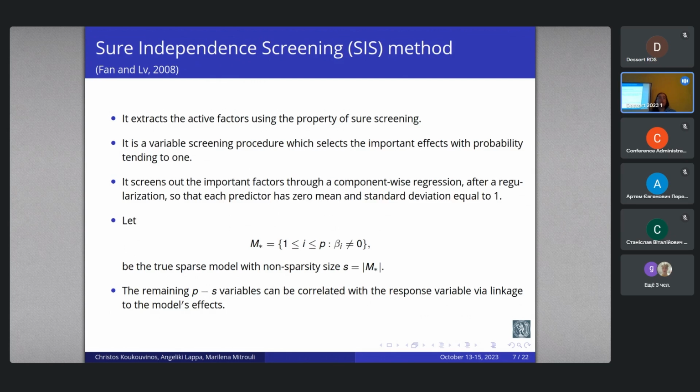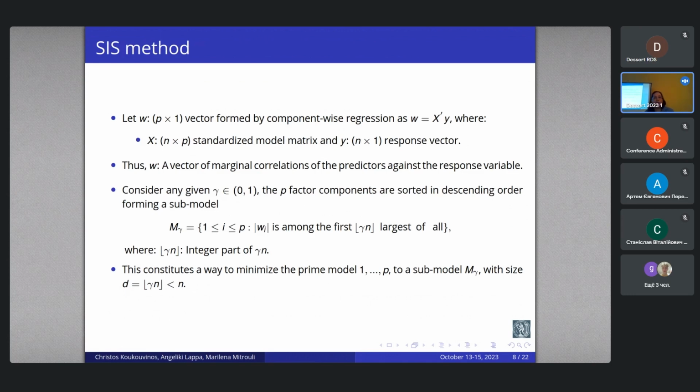Let's talk first about sure independence screening, which was proposed by Fan and Lv in 2008. It's a raw screening procedure that uses the sure screening property. It's a variable screening procedure which selects the important effects with probability tending to 1. What this method does is take a sparse model and, with descending ordering through marginal correlation, produce a smaller submodel with size d, which is less than n.